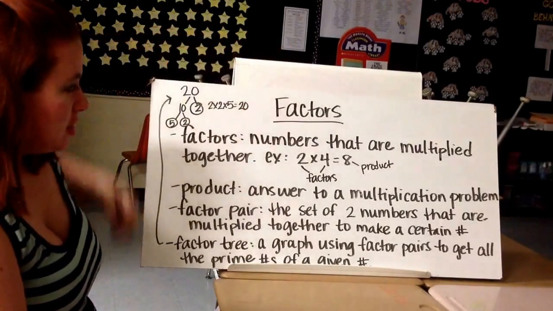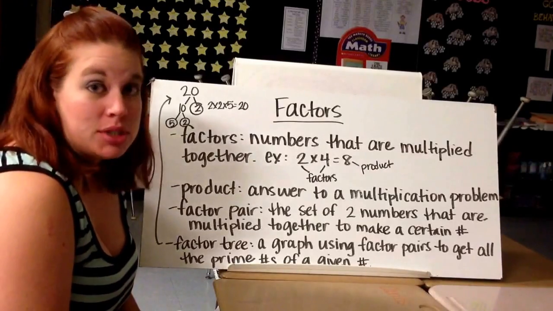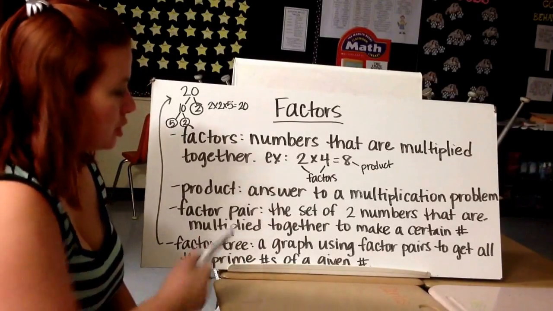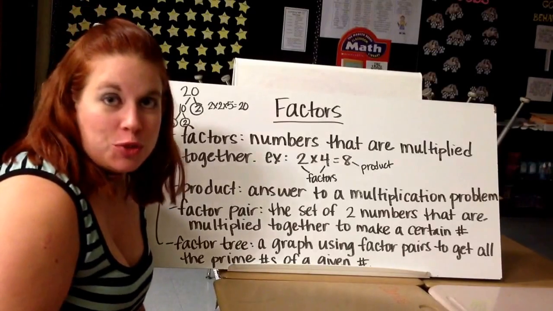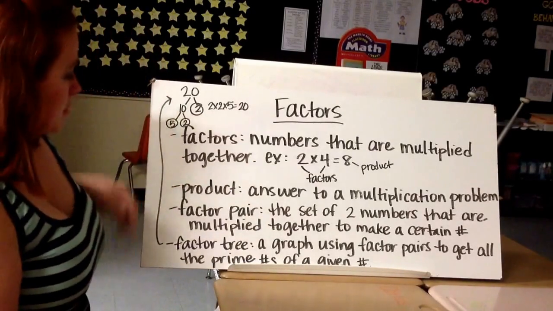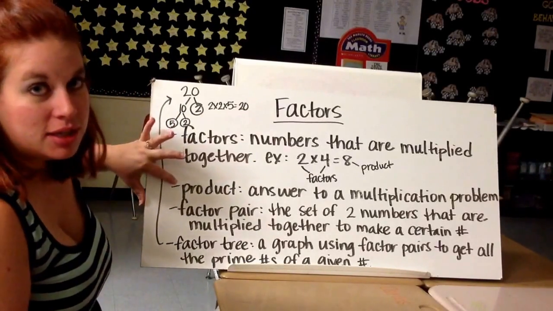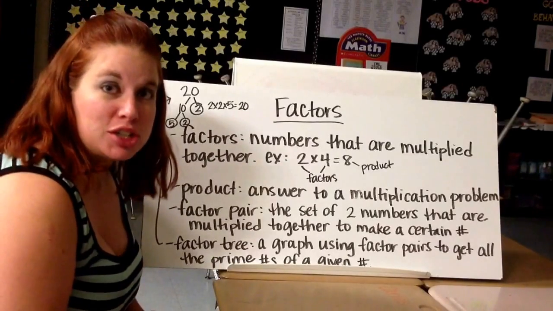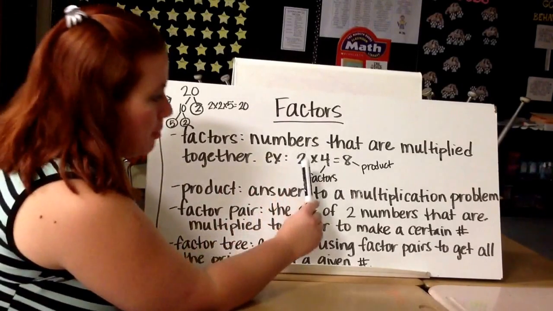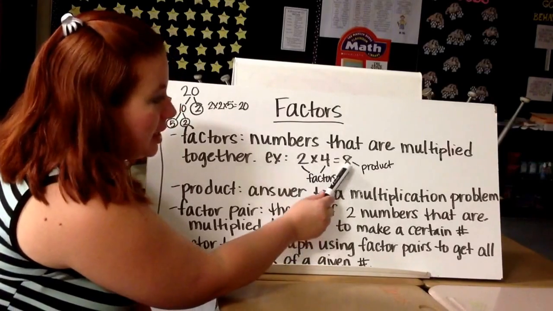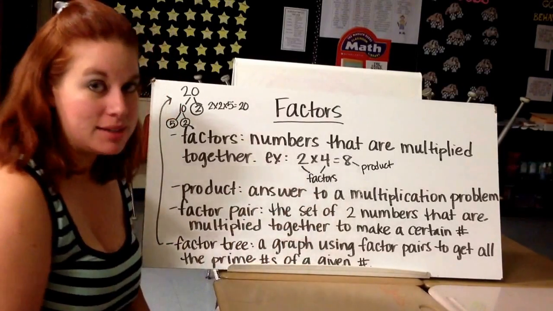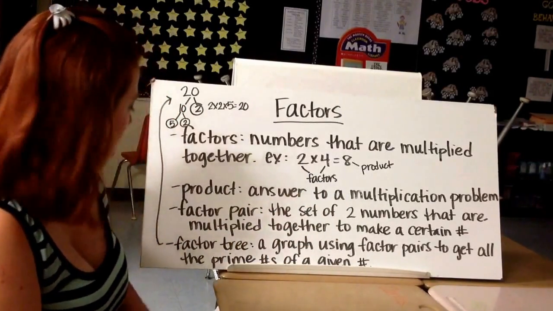So factors, there's the definition: numbers that are multiplied together. An example is 2 times 4 equals 8. 2 and 4 would be your factors. The product is the answer to a multiplication problem. So if we come back up here to 2 times 4 equals 8, we see that 8 is the answer, so 8 is our product.